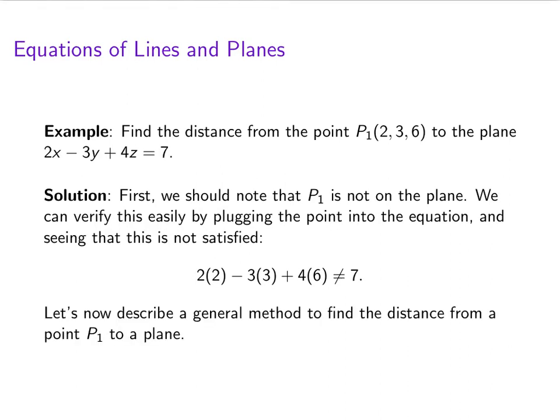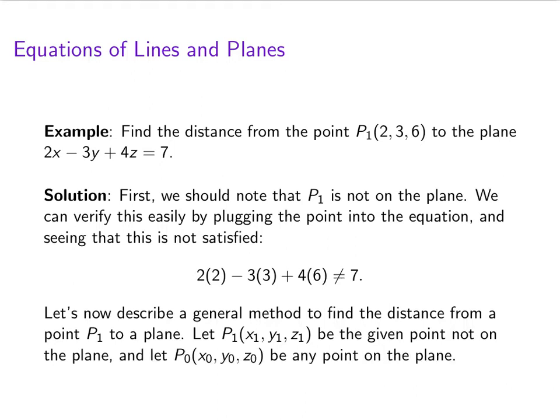And what we'll do is describe a general method to find the distance from a point to a plane. Let P1, which has coordinates (x1, y1, z1), be some given point that's not on the plane. And let P0 be the point (x0, y0, z0), any point on the plane. Then let's create a vector B, which goes from P0 to P1. Let's take a look at a picture.